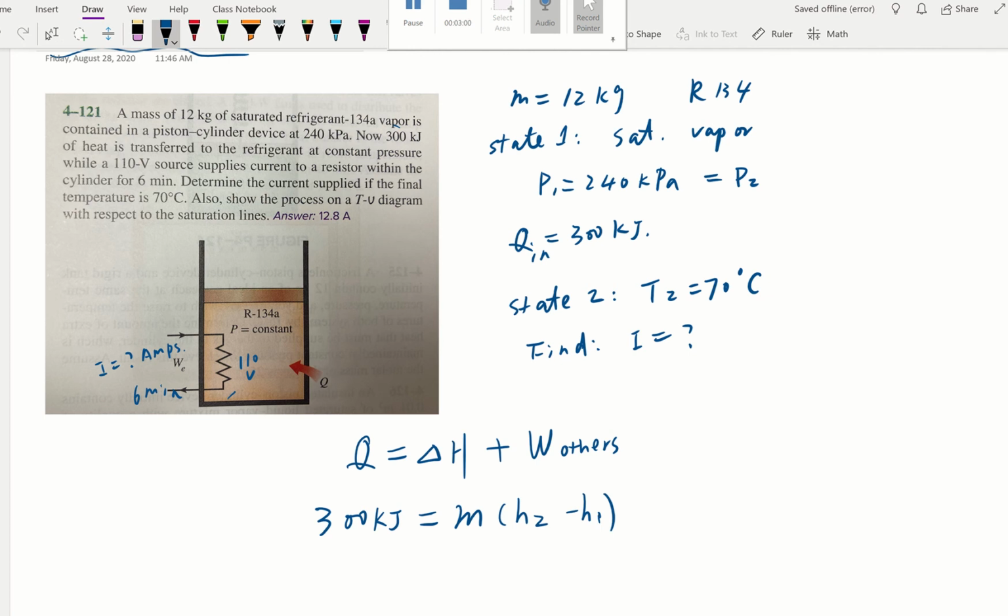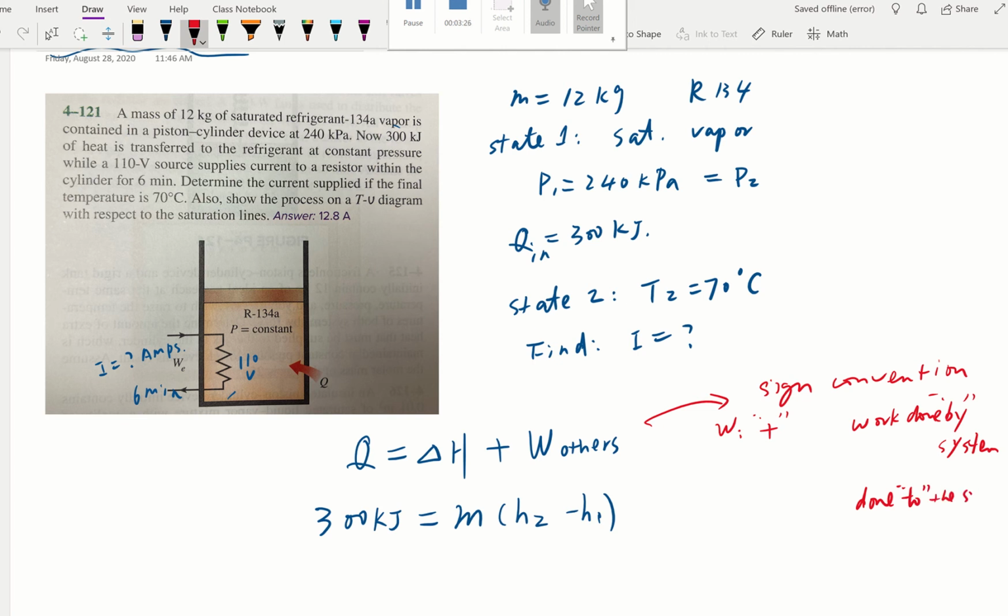Now for this work others, we need to make a note. Think about the sign convention. The sign convention for work is that work is positive when it is work done by the system. If it's work done to the system, then that's going to be negative. And here it's work done to the system, so for this work others, it's going to be a negative value.